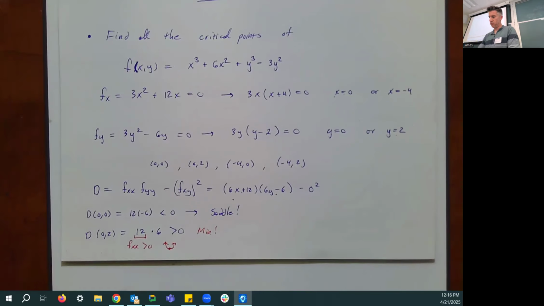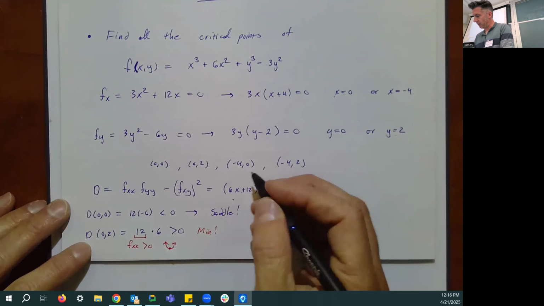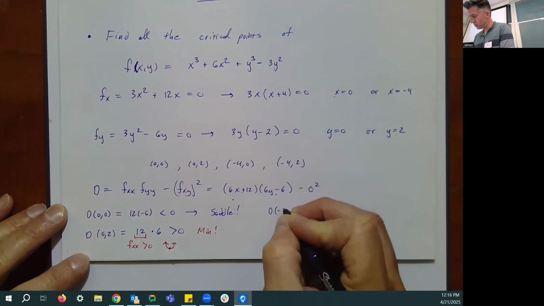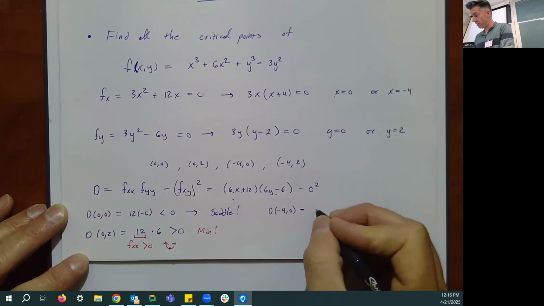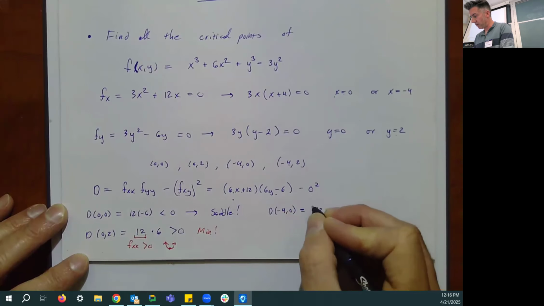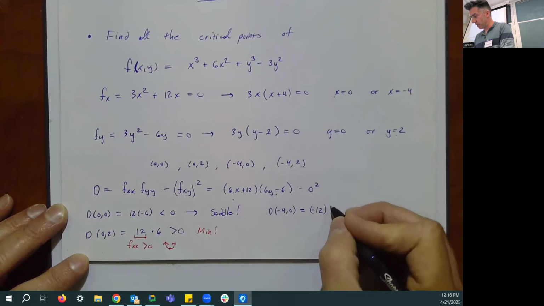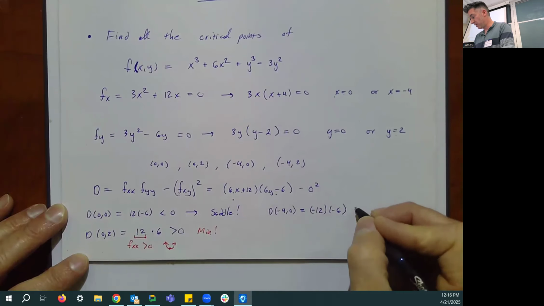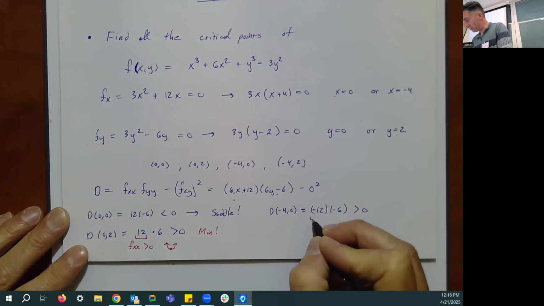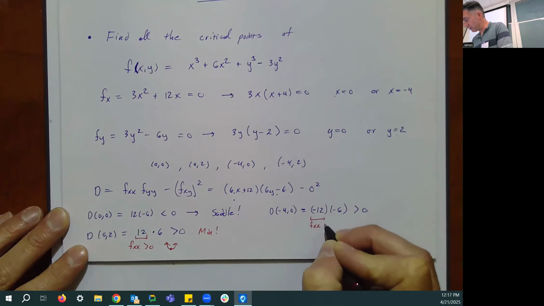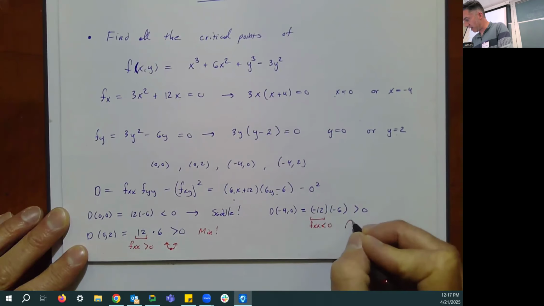Carry on. We look at negative 4, 0. That's going to be negative 24 plus 12, which is negative 12. And 0 minus 6, which is negative 6. That's also going to be positive. But this time, our fxx happens to be negative, which means we're concave down, which means we have a maximum.